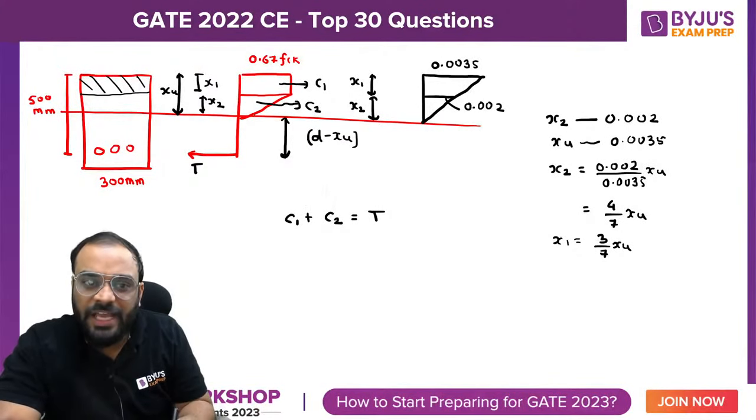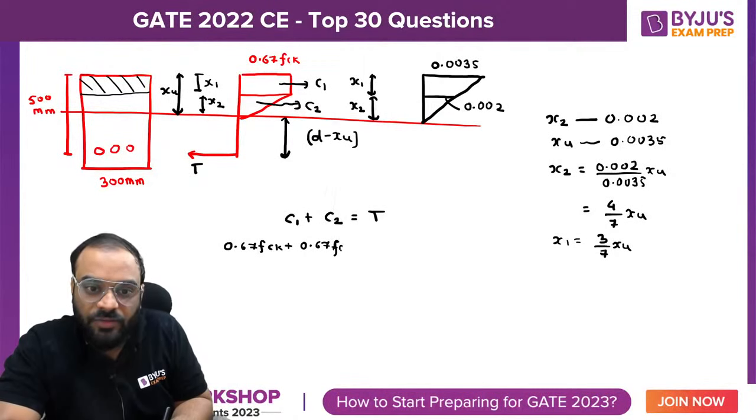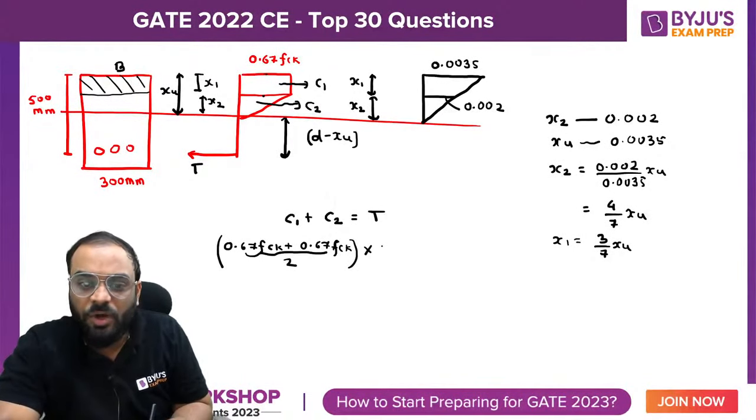And the lower one is, so can I write it down, guys? The average stress is 0.67 FCK plus 0.67 FCK. We are trying to take the average of the stress value, divided by 2, at the upper part, and at the lower part the same value is there. That's why it is the average value, multiplied by the area under this particular stress diagram. So how much area will be there? That is B into X1. So B is equal to how much? We will see that later, okay? X1 is equal to how much? X1 is 3/7 XU. Okay.